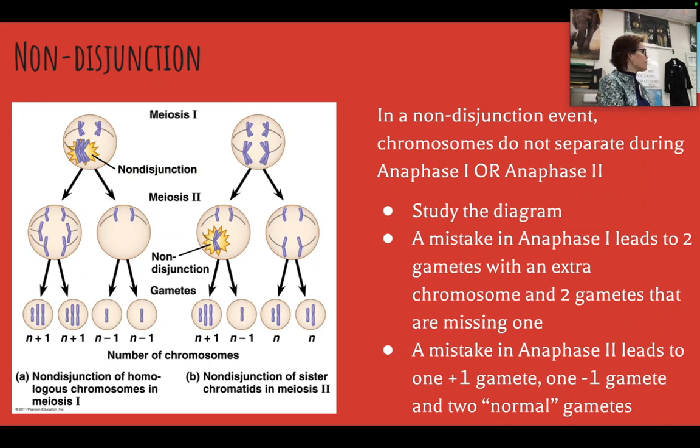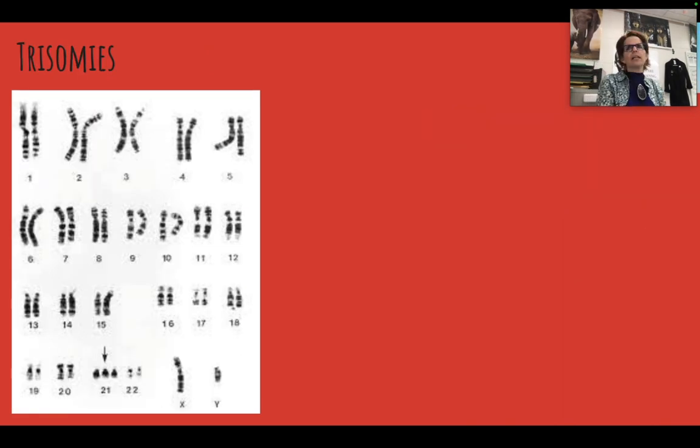Can you name any genetic disorder that's caused by non-disjunction? Down syndrome? Down syndrome, right. So Down syndrome itself isn't caused by non-disjunction, but you end up with a sperm or an egg that has an extra chromosome in it. And so the kids end up with an extra chromosome 21.